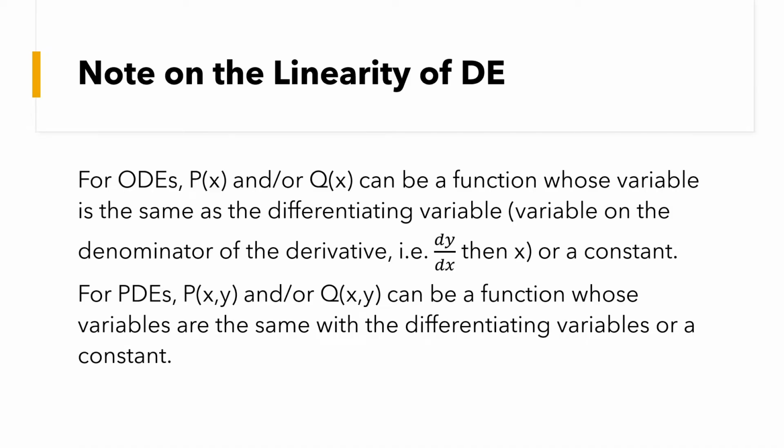So p of x or q of x can be a function whose variable is the same as the differentiating variable. So in this case, if dy over dx is our derivative, then x is our differentiating variable, or it can also be a constant. For PDEs it's the same, as I said earlier. If we are getting the partial derivative in respect of x and y, our functions should only possess variables of x and y, or it is a constant. Okay?